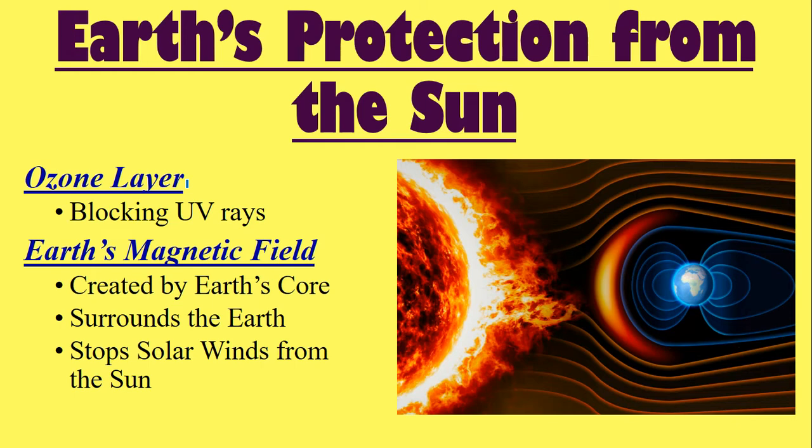The other thing that protects the Earth from the sun is something called the Earth's magnetic field. It is created in the core of the Earth because the core is rotating, and it surrounds the Earth. What it does is block solar winds from the sun. So you can see here, here's our magnetic field, and it's blocking all the solar winds from coming in.